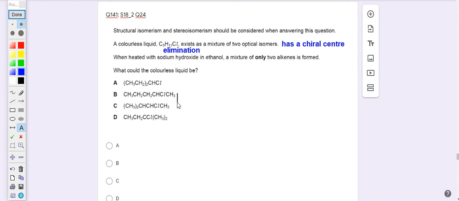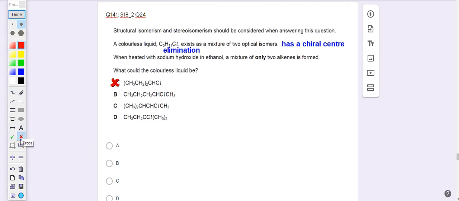Now, first of all, we find whether any of them does not have a chiral center. A, B, C, and D. If there is a chiral center, I'll just put a red dot on the chiral carbon. Now, this C is bonded to H, Cl, and then it is bonded to two ethyl groups. So there is no chiral center. A cannot be the answer.